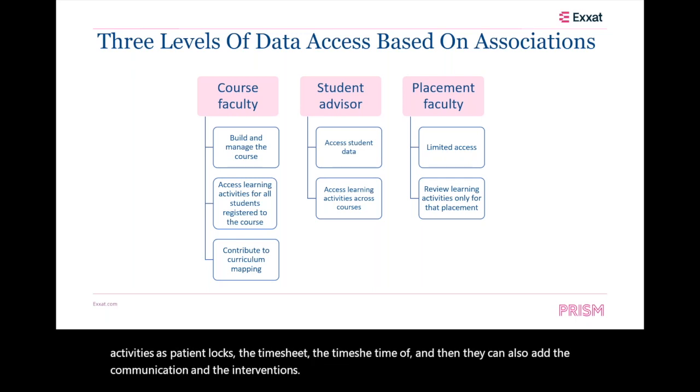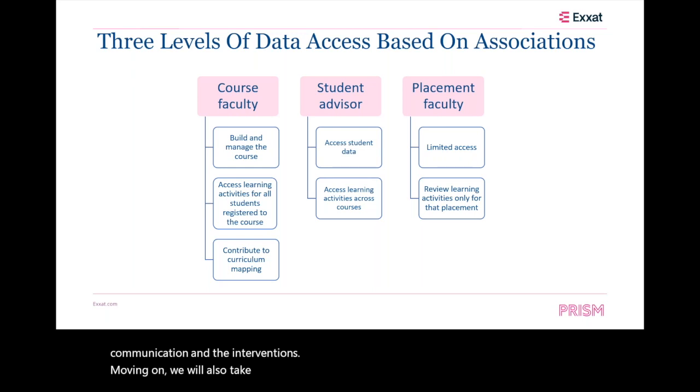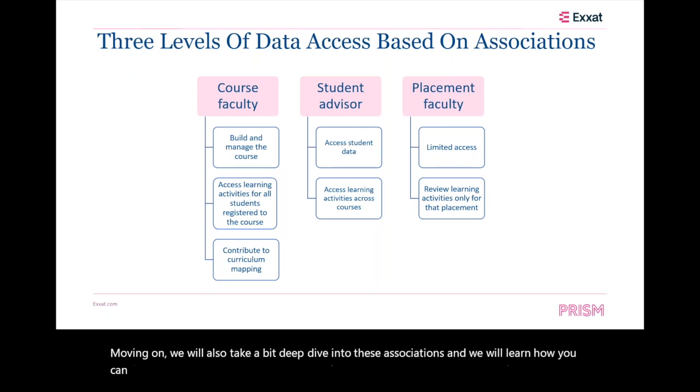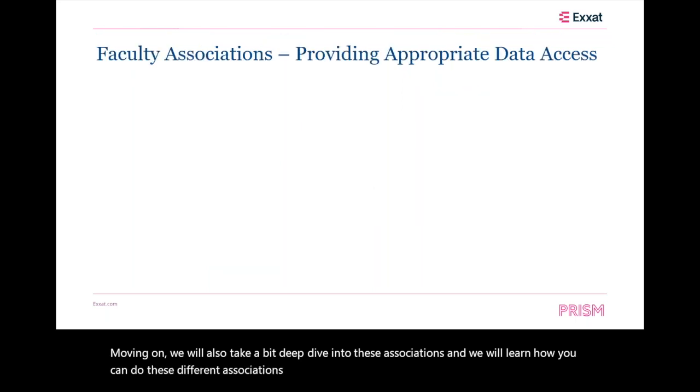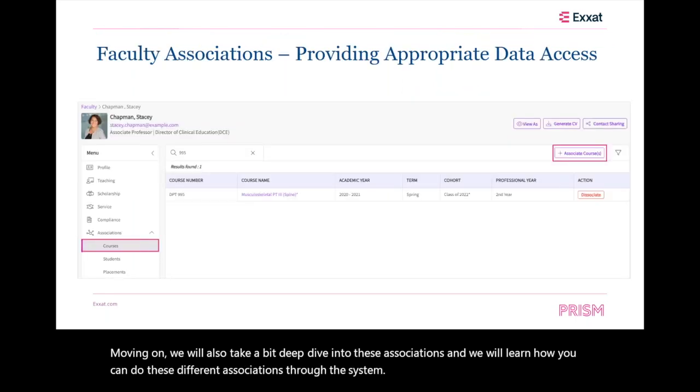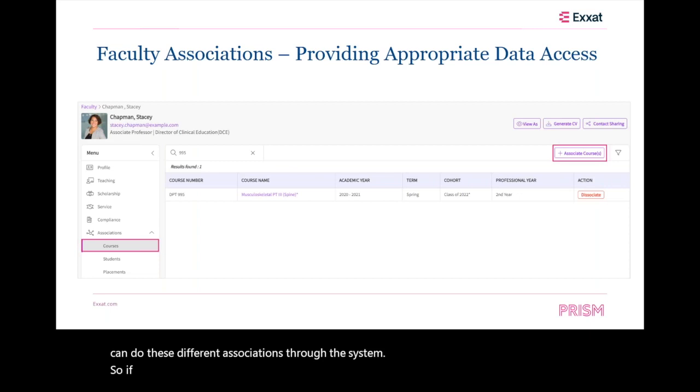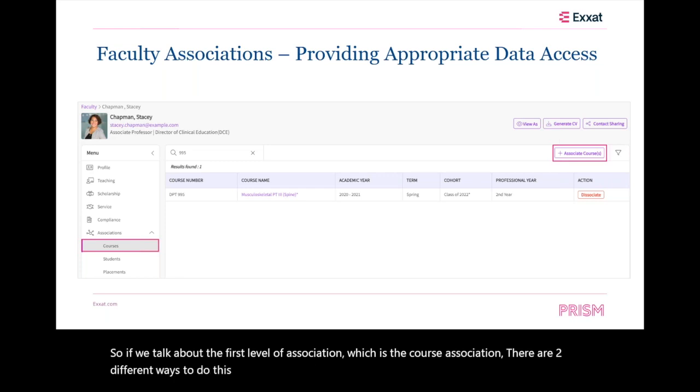Moving on, we will also take a bit of a deep dive into these associations, and we will learn how you can make these different associations through the system. If we talk about the first level of association, which is the course association, there are two different ways to do this association through the system. One is going through the faculty profile, and one is going through the course profile.